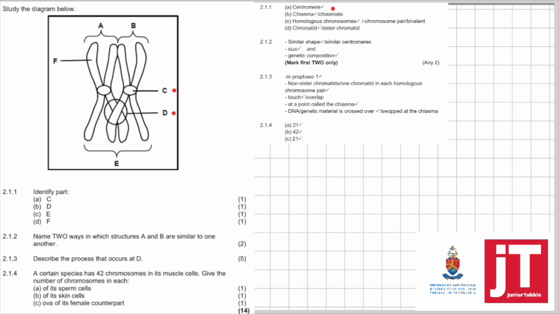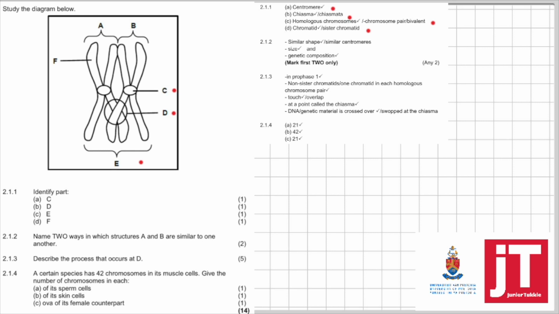Part D is the place where the chromosomes are touching, the chiasma or chiasmata. Identify part E. That's pointing to the homologous chromosomes or the bivalent. Here the memo accepts chromosome pair as well. Identify part F. It's pointing to the chromatid. Here the memo still accepted sister chromatid.